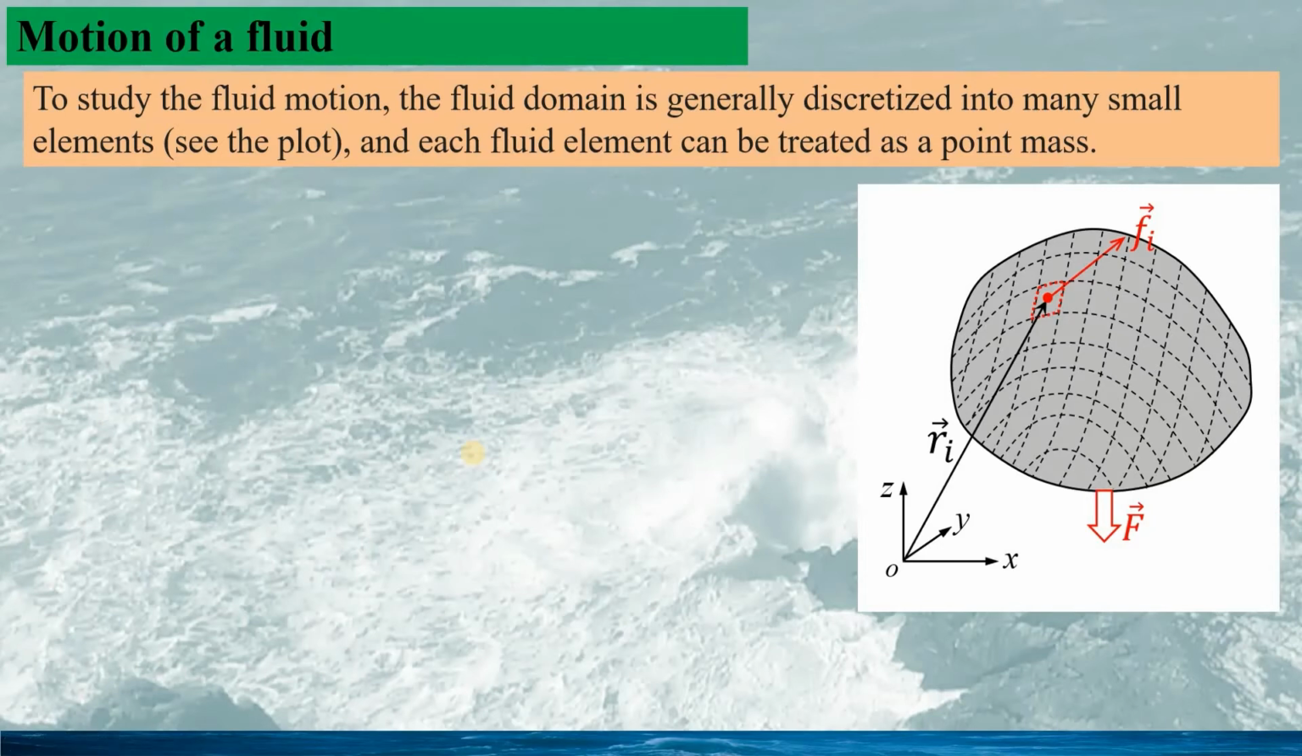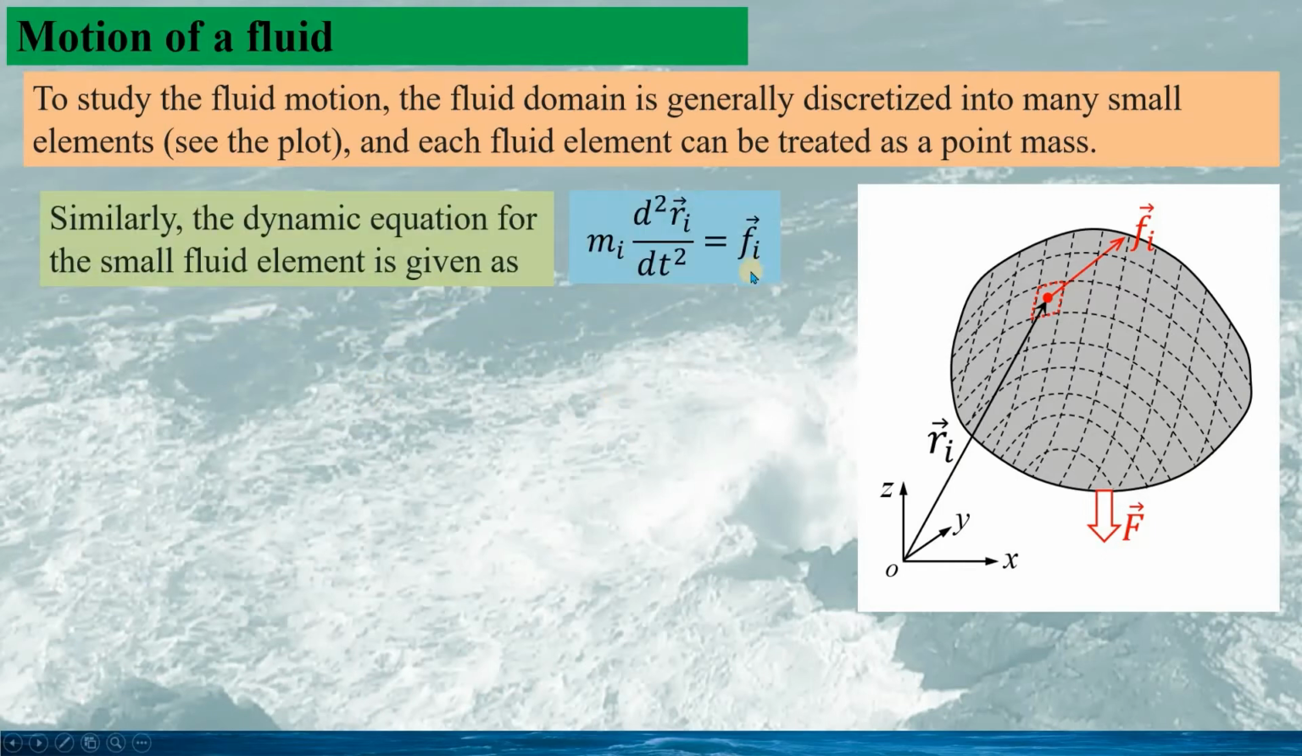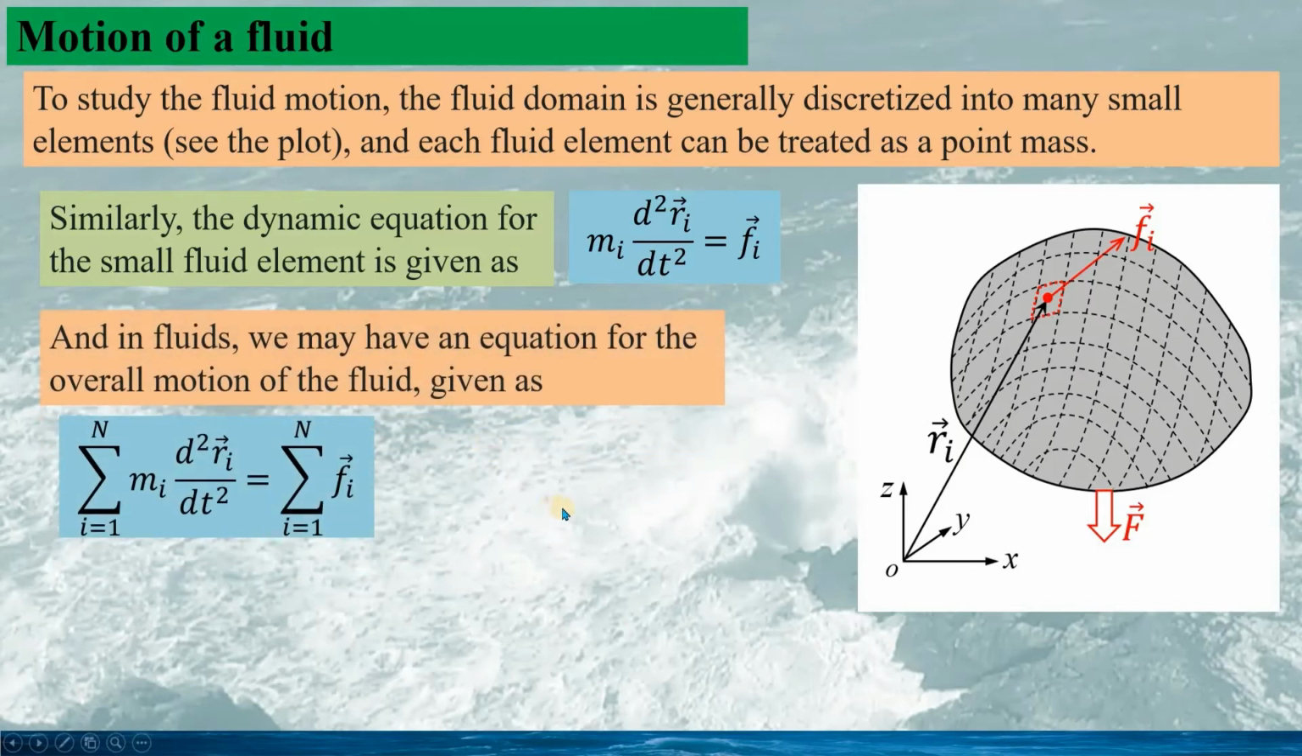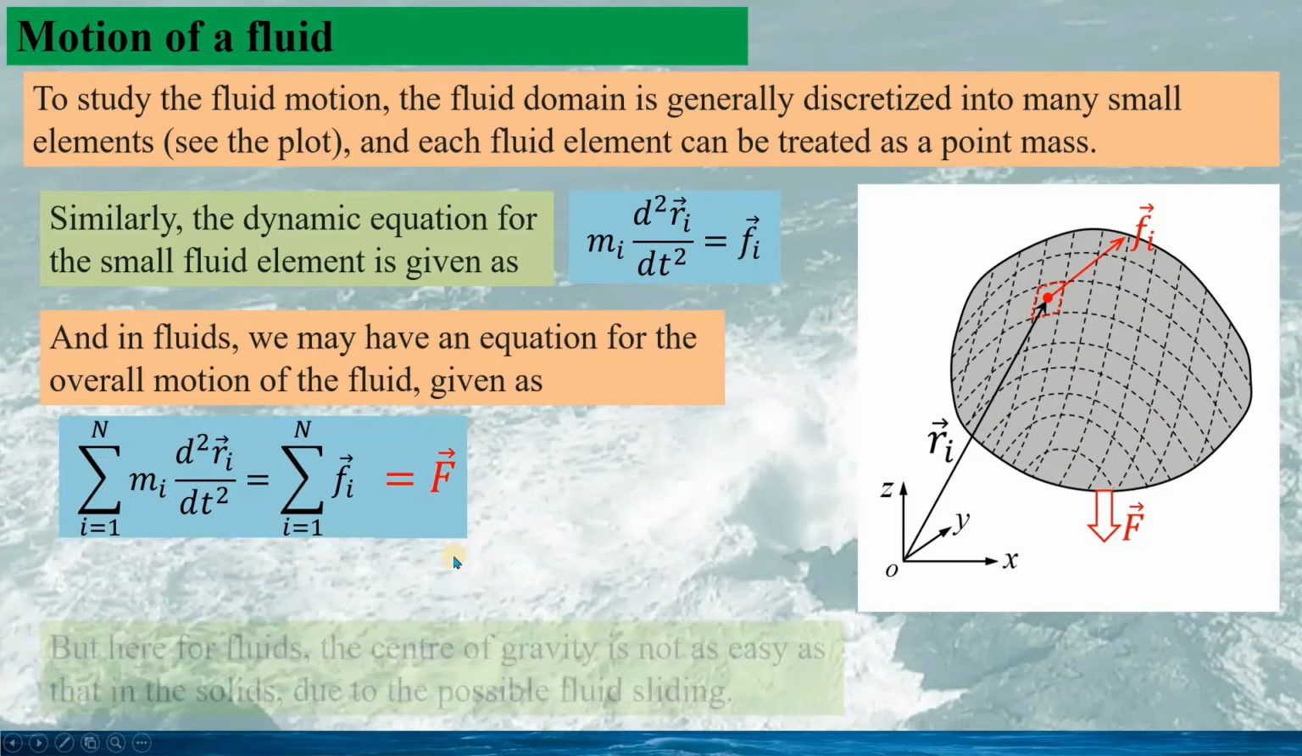Similar to the rigid body, in fluid we need to discretize the fluid domain into many small elements, and each element is treated as a point mass. So similarly, the dynamic equation for the element would be given as this, following Newton's second law of motion. We can do the summation as we have done for the rigid body, as this, and the total force acting on the whole fluid would be the external force, the vector capital F.